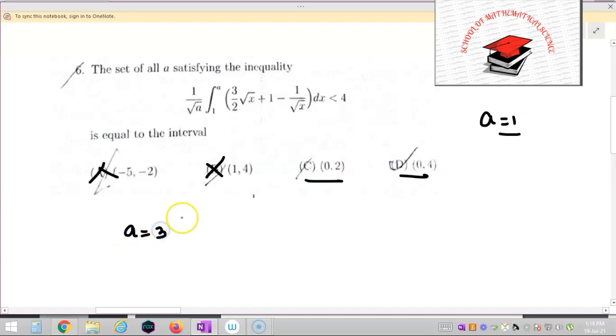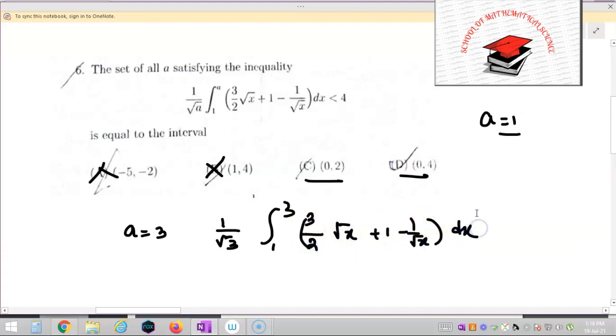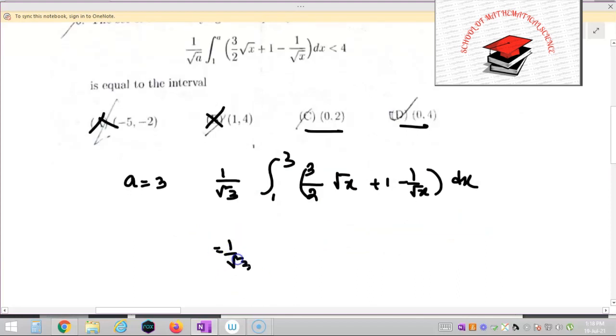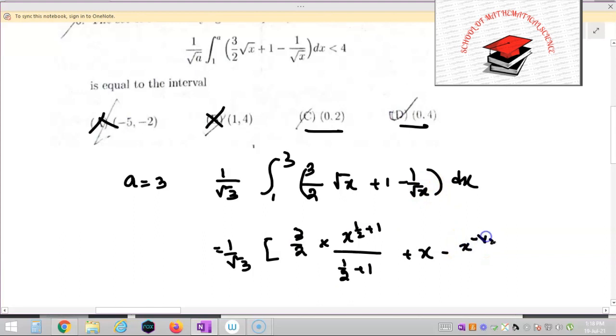If a is equal to 3, it would become 1 by root 3 integration 1 to 3 of 3 by 2 root x plus 1 minus 1 by root x, whole into dx. So I can write 1 by root 3, and if I integrate this, 3 by 2 into x to the power 1 by 2 plus 1 divided by 1 by 2 plus 1, plus x minus, so that is x to the power minus half, x to the power minus half plus 1 divided by minus half plus 1. The lower limit is 1, upper limit is 3.